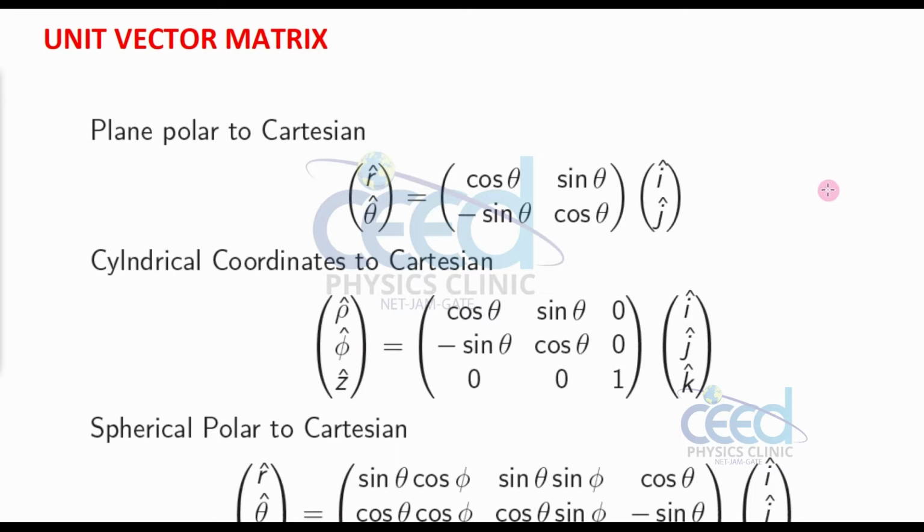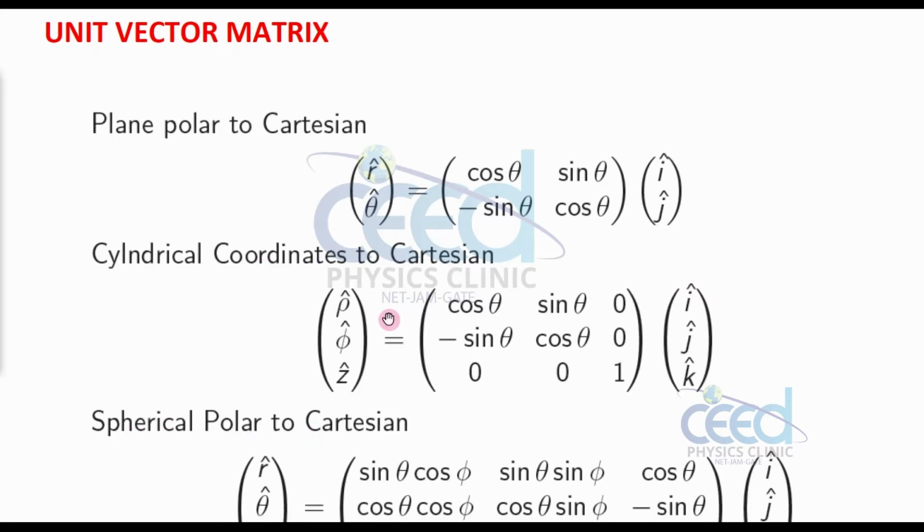Hello friends, good morning. In the last lecture we have seen how to represent unit vectors in plane polar coordinates using Cartesian coordinate vectors. Today we are going to discuss how we can represent unit vectors in the cylindrical coordinate system using Cartesian coordinate vectors. Similarly, we can represent unit vectors in the spherical polar coordinate system also.